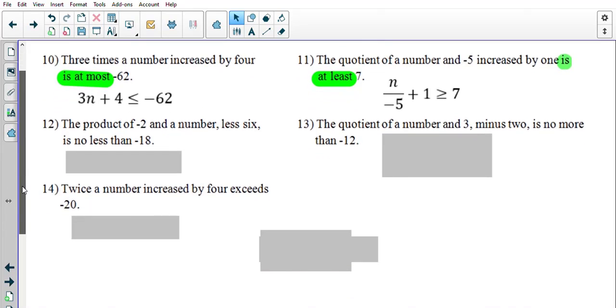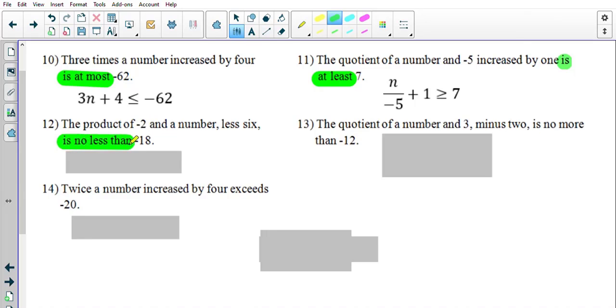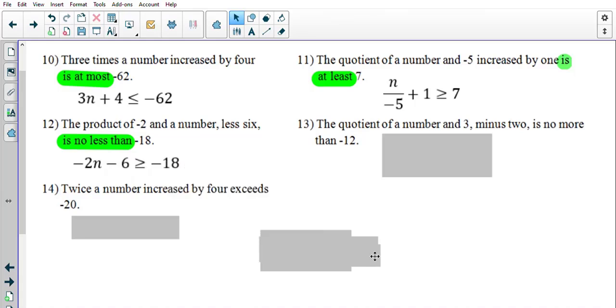All right, let's take a look at number 12. The product of negative 2 and a number, less 6, is no less than negative 18. That's not a phrase we see a lot, but is no less than represents our inequality. Is no less than means it needs to be greater than or equal to negative 18. We also need to remember that the word product means multiplication, so we can represent this as negative 2n. Less 6 means to subtract 6. We're not talking about the less than symbol here. And then is no less than is going to be greater than or equal to negative 18.